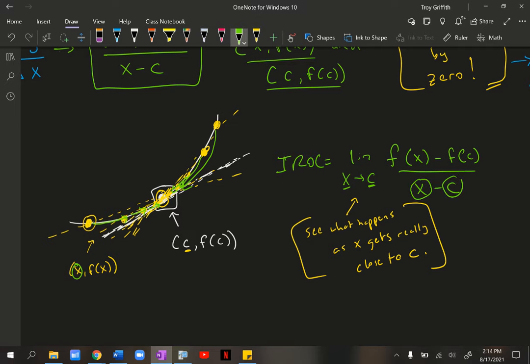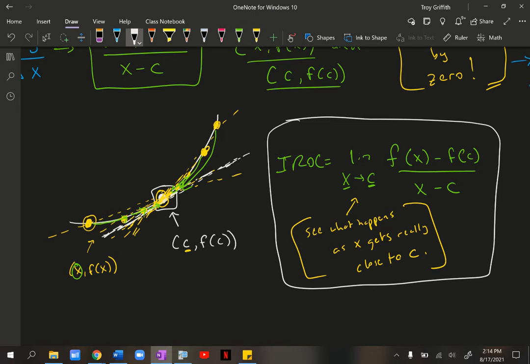Again, I'd like to emphasize the reason why x can't be exactly c is because if these were the same thing, when I subtract them, I would get 0, and I cannot divide by 0. So this is a very important formula that we will talk about a lot as the year goes on, whether we're talking about limits or we're talking about derivatives.